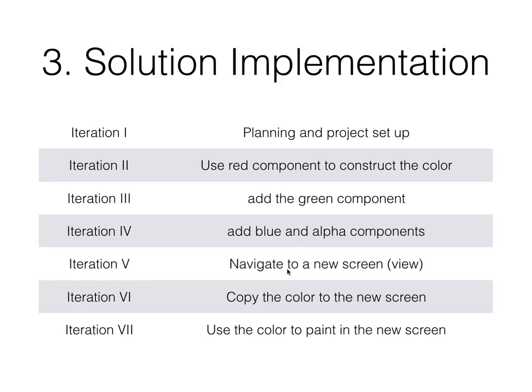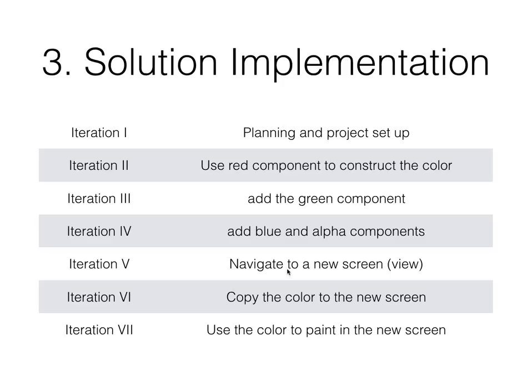Then finally, the solution implementation, and here you create an iteration plan. As you can see, I created 7 iterations, meaning I broke down this problem into 7 sub-problems. The first one is what we're working on right now, called the planning and the project setup, where we go to Xcode and actually build the project. The next ones: I said, let's first construct the color with one component. So I chose the red, because you construct the color with 4 components. Instead of working through all the 4 components at one time, I say let's take one of them at a time.